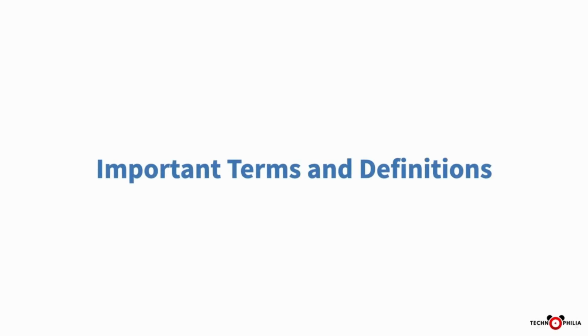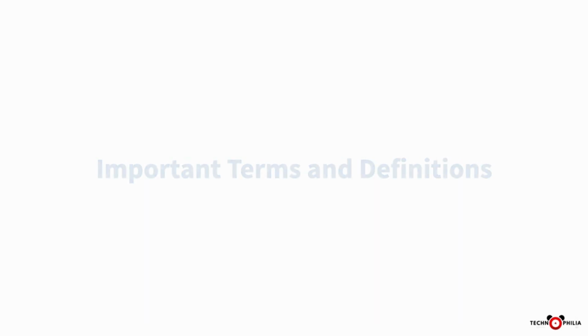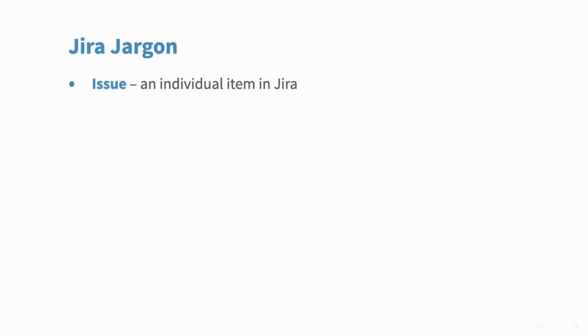Now that you know about the different application and deployment types, let's discuss some important terms and definitions. An issue is an individual item in Jira. Each time you create an item, you're creating a new issue with a unique key to identify it. An issue is any individual record in the Jira database. It could represent a request, a problem, a task, a to-do item, or a development item like story, bug, or epic.